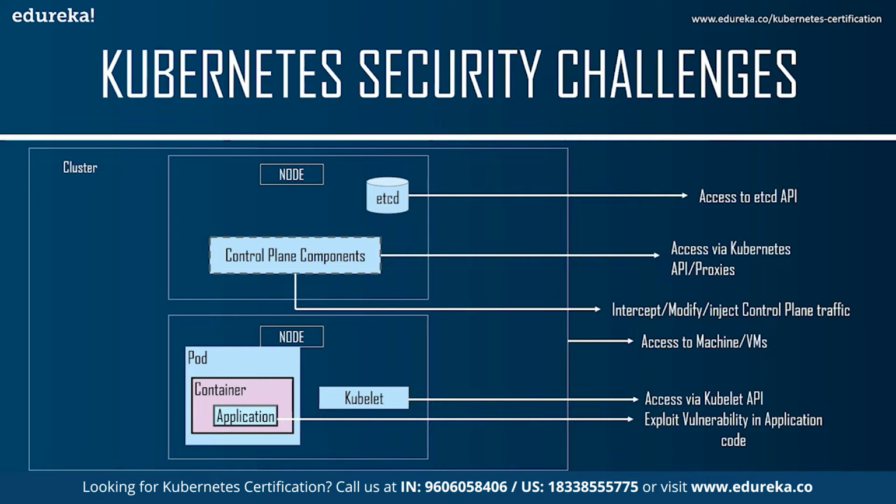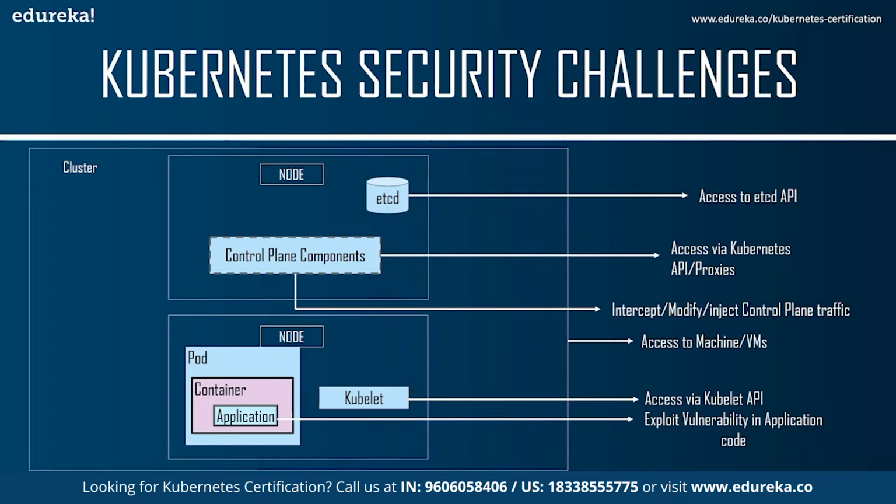Now, there are various ways that an attacker could attempt to compromise your Kubernetes cluster and the applications running on it. The diagram that you can see on the screen shows some vulnerabilities or security problems and risks that can occur in your Kubernetes cluster. One of them is easy access to the etcd API. Also, the breachers can access via Kubernetes API or proxies. They can intercept, modify or inject control plane traffic. They can also access the machine or VMs as a whole. They can access via kubelet API and exploit vulnerabilities in application code.